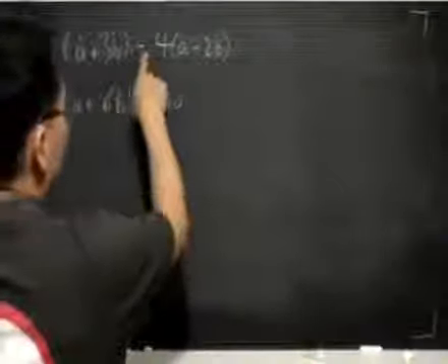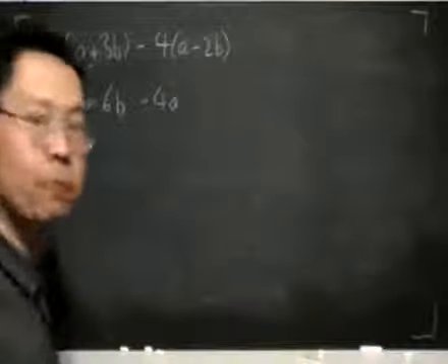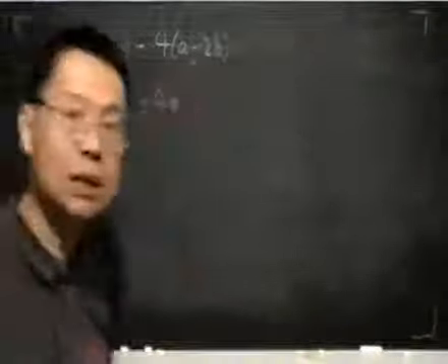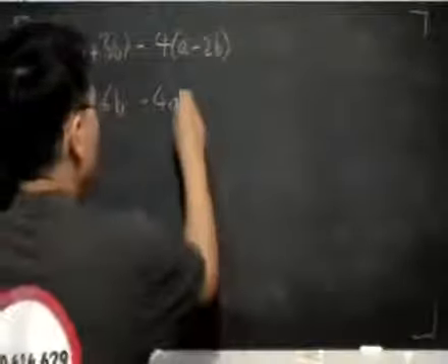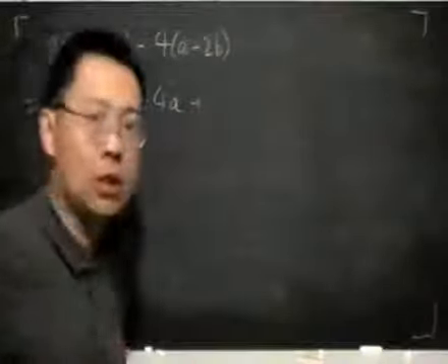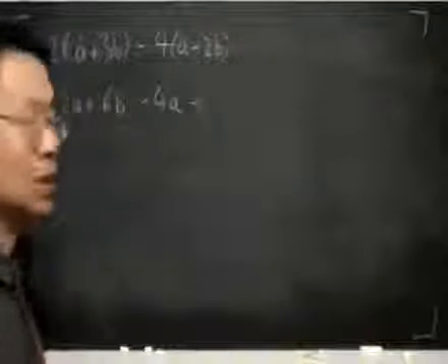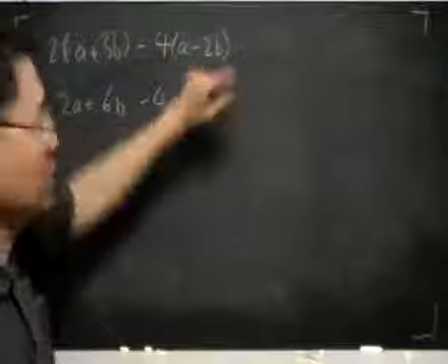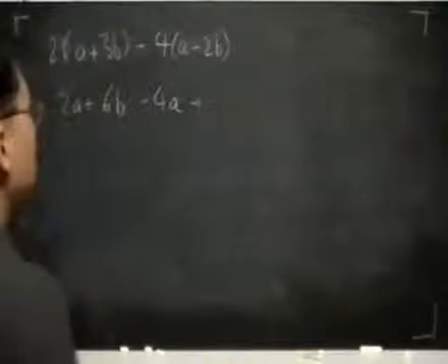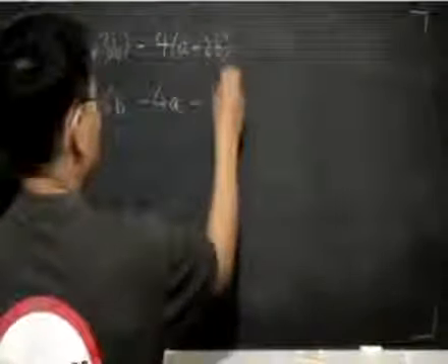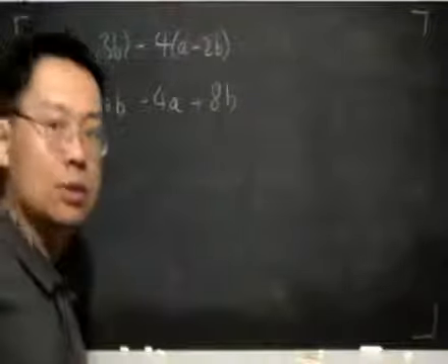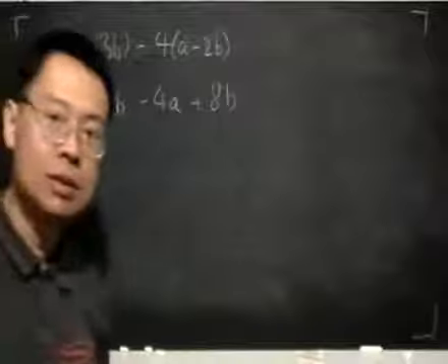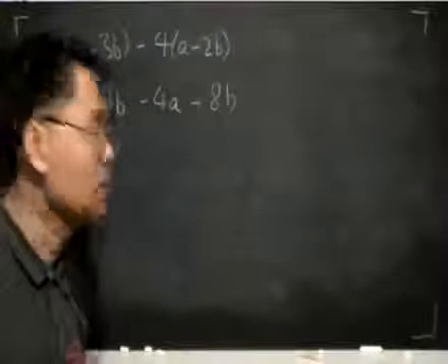Next we have minus 4 times minus 2b. Let's think of the sign first. We have a minus times a minus. That gives a plus. Okay, that takes care of the sign. We can now worry about the numbers. 4 times 2 is 8. And that is the b. So if you think of it this way, then you will get it right.